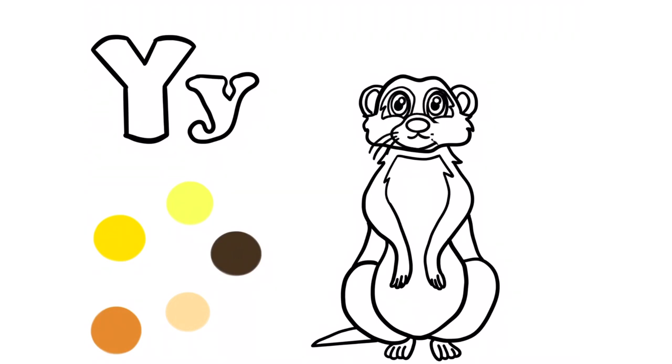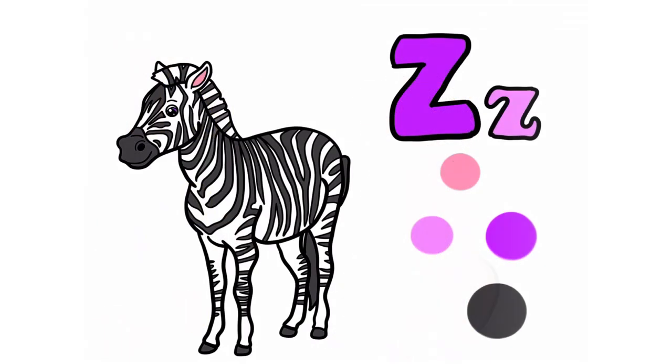Are you ready? Let's color! Yellow. Light yellow. Brown. Tan. Black. Wow, I like this. Y is for yellow mongoose. Now let's learn the letter Z.